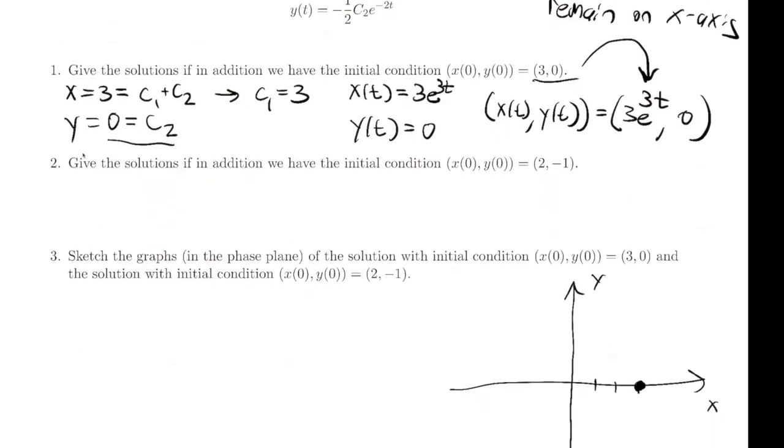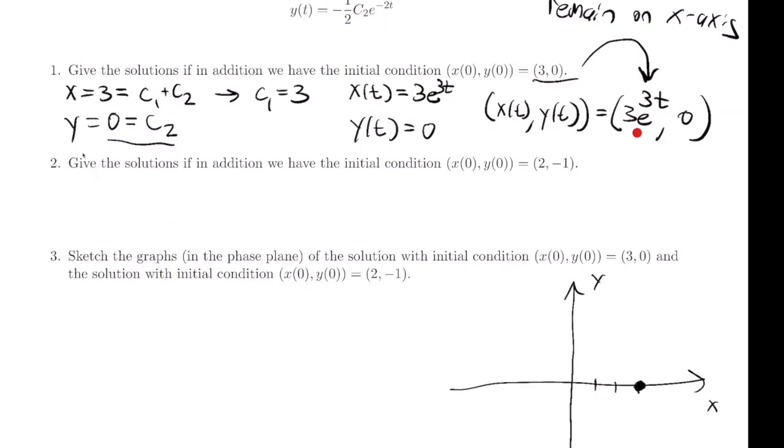So that means if I start at this point on the x-axis, I'm not going to go off the x-axis. I'm going to stay on this axis. And in particular, as t increases, which way am I going to head? To the right or to the left? So as t increases, what's going to happen to the value of x? It's going to increase.